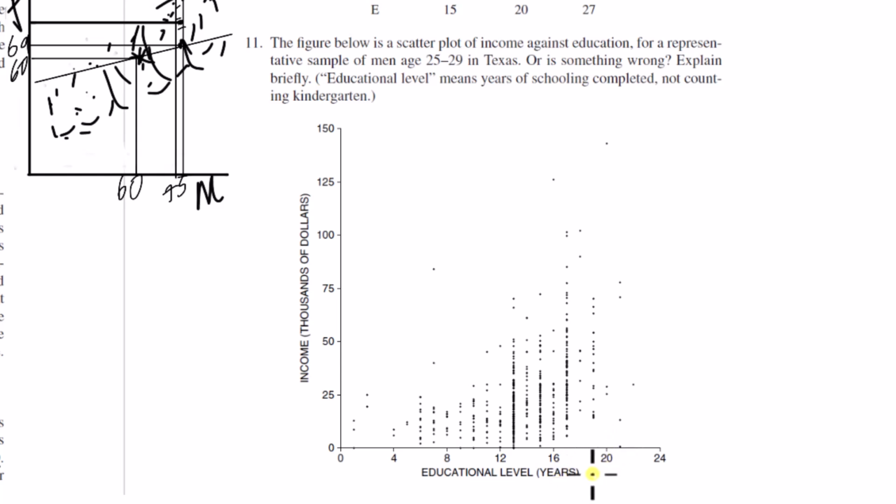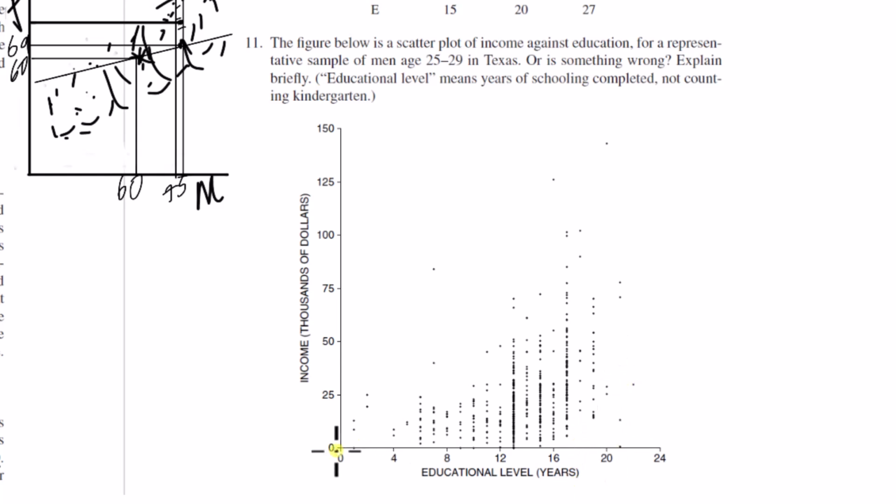How could you have an educational level, these data points? Let's see. Years of schooling completed, not including kindergarten. So first, second, third, fourth, fifth, sixth, seventh, eighth, ninth, 10th. So 12 years of schooling. Then if you're 29 years old, you've got potentially another 10 or 11 years of schooling. So in that 22 range, yeah, that's right.